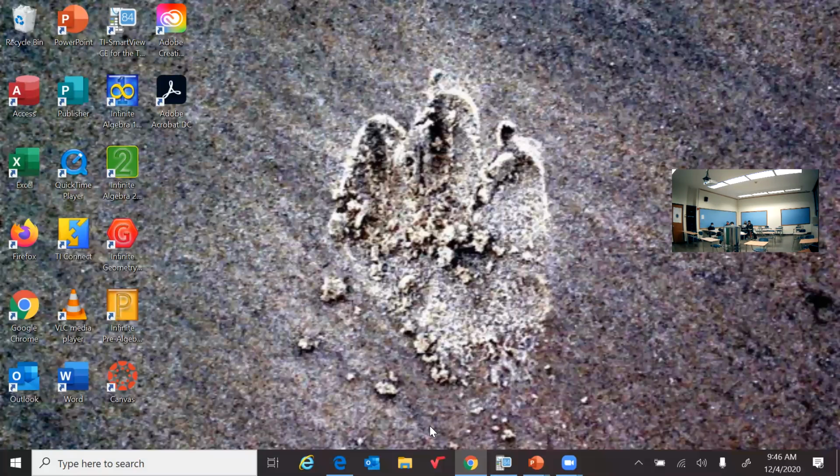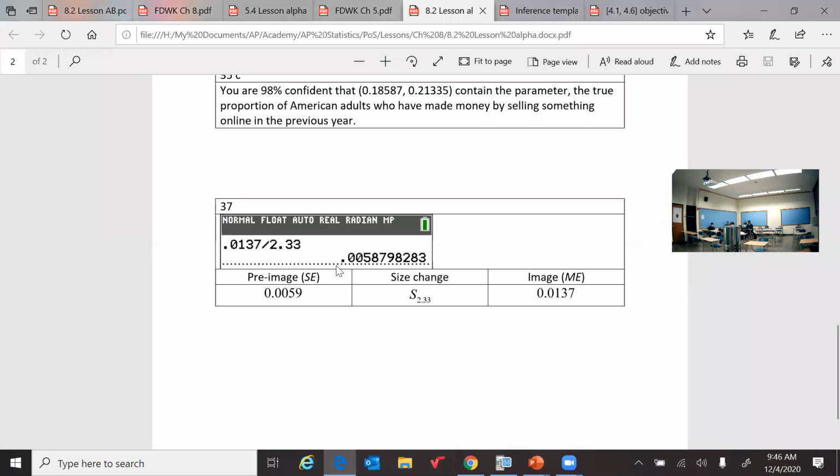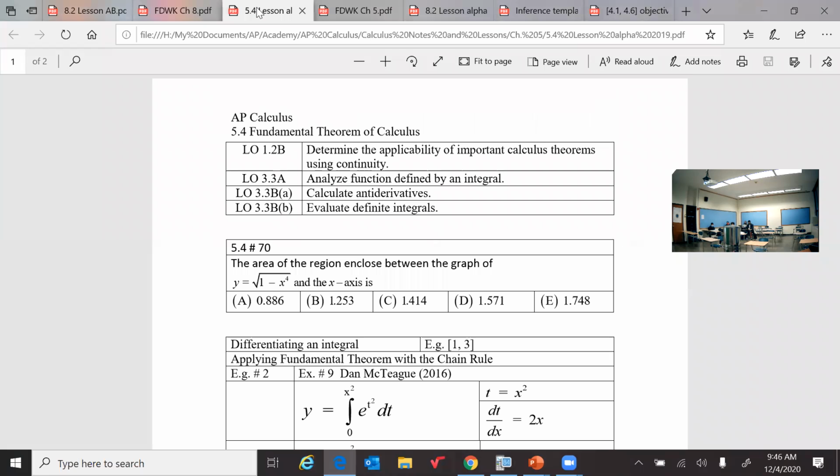So this is going to be 5-4, the alpha lesson. Okay, and we're going to go through the Google slide. But just say, here's the question at the end.